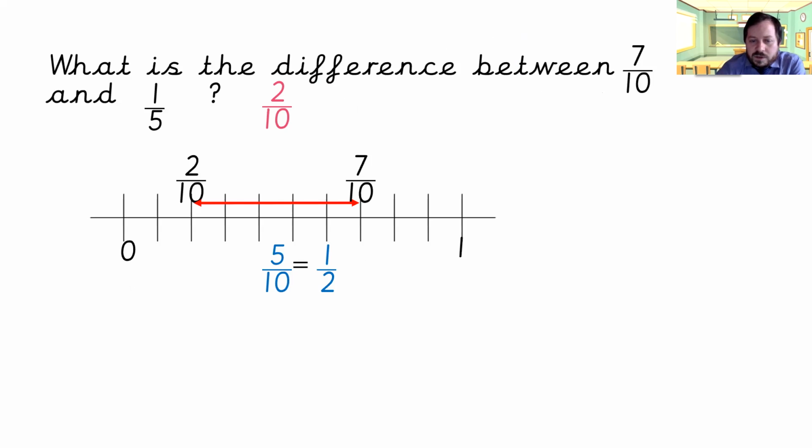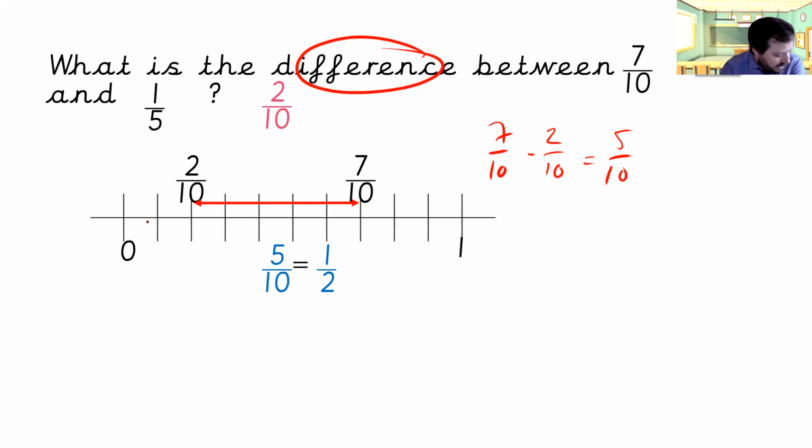So using our number line, we can have a look at that. So 1/5 is the same as 2/10. We can put it on our number line. Then we can have a look at how many jumps in between. There's 5 jumps in between, which is 5/10, which is the same as a half. Now, obviously, we could have done that just as 7/10 minus 2/10, which is the same as 1/5, equals 5/10. And I think that's probably easier than using a number line, but the number line is there just to help us when we think about crossing boundaries and stuff like that. But it's remembering that difference means subtraction.